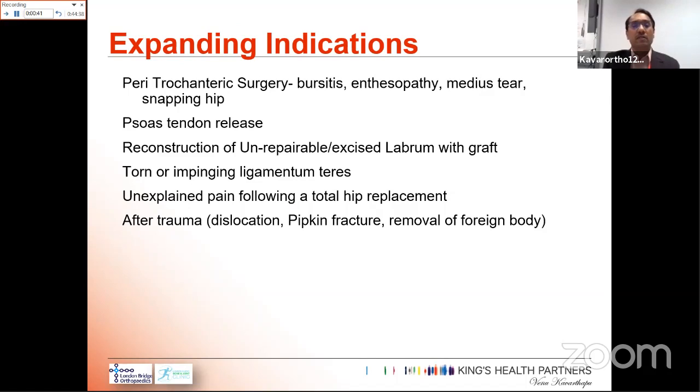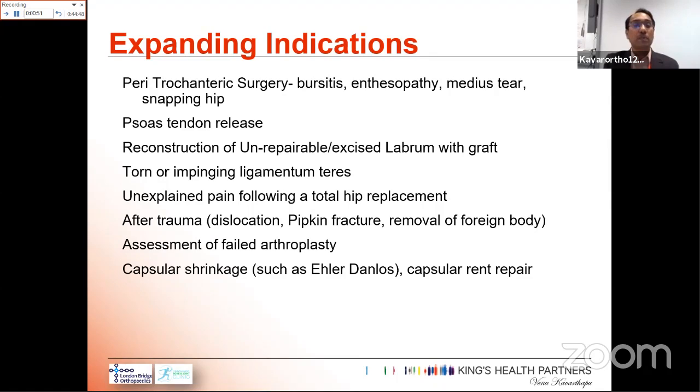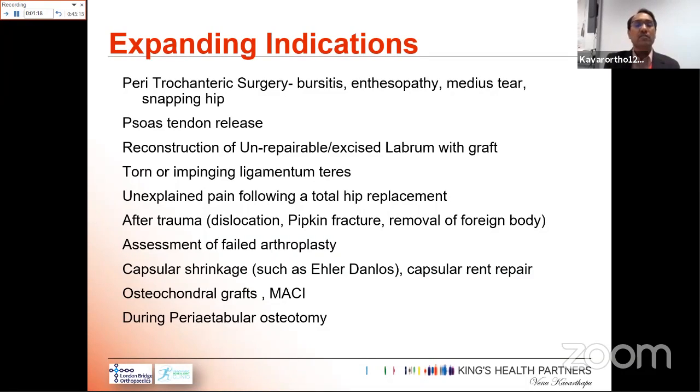It is quite routinely used as an adjunctive procedure following trauma in some big centers. Assessment of, again, failed hip arthroplasty, capsular shrinkage. Well, it doesn't work that well, but certainly capsular repair for capsular deficiency following previous hip arthroscopy, as some level of hip dysplasia following hip arthroscopy is seen in a very small proportion of patients, and that may benefit from repair. Osteochondral grafts, MACI is becoming slightly more common recently, and it was also attempted during periacetabular osteotomy. It hasn't picked up as well, but there is a huge potential. And arthroscopy assisted, for the same reason, shelf osteotomy as well.